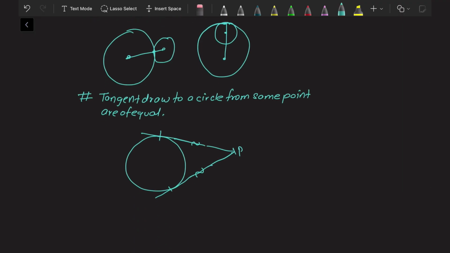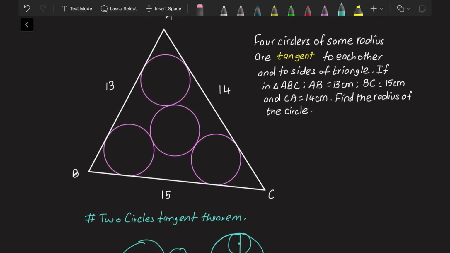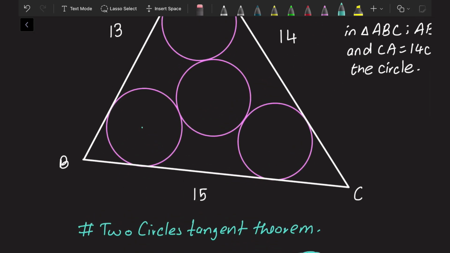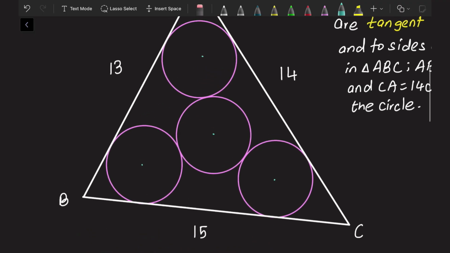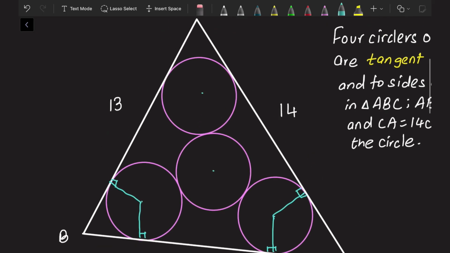Furthermore, in the same theorem we can conclude this also, that the radius of the circle is perpendicular to the tangent at the point of contact. So these are the theorems that we are going to apply in our question. First, let us apply the radius is perpendicular to the tangent theorem. If I take these as the centers of these circles, then for this circle this would be the radius and hence it meets at 90 degrees. Similarly this would be the radius and it will meet at 90 degrees. All the radii drawn to the tangent sides of the triangle would meet at 90 degrees.